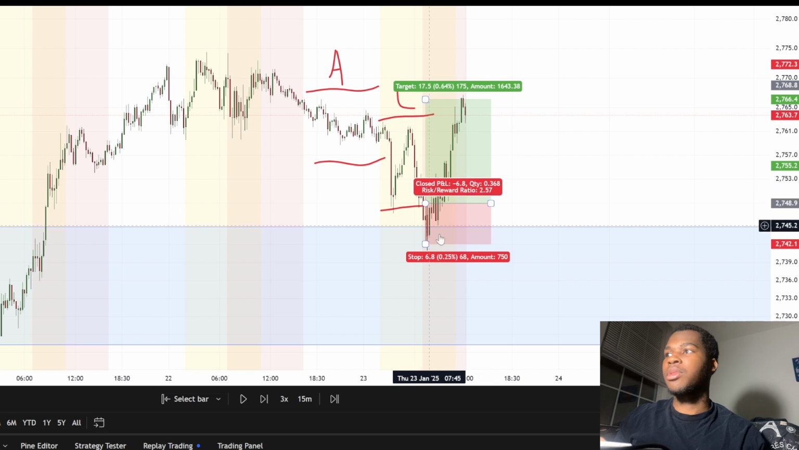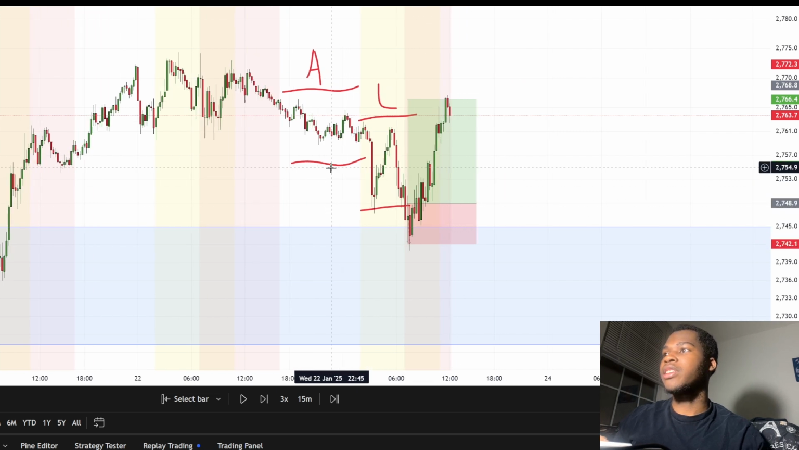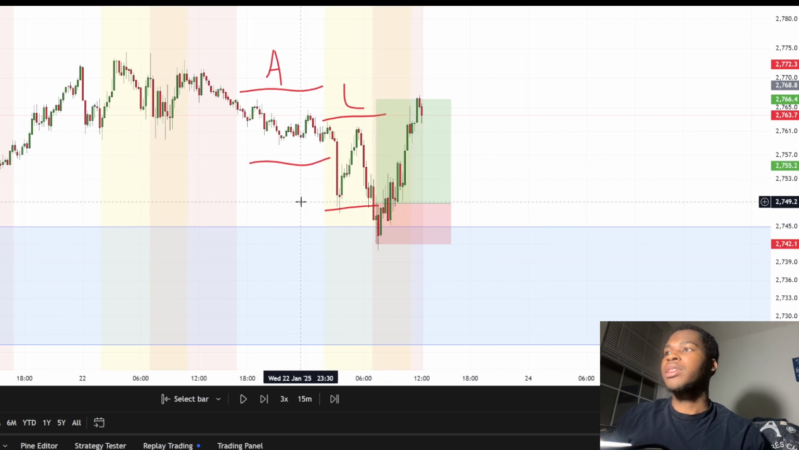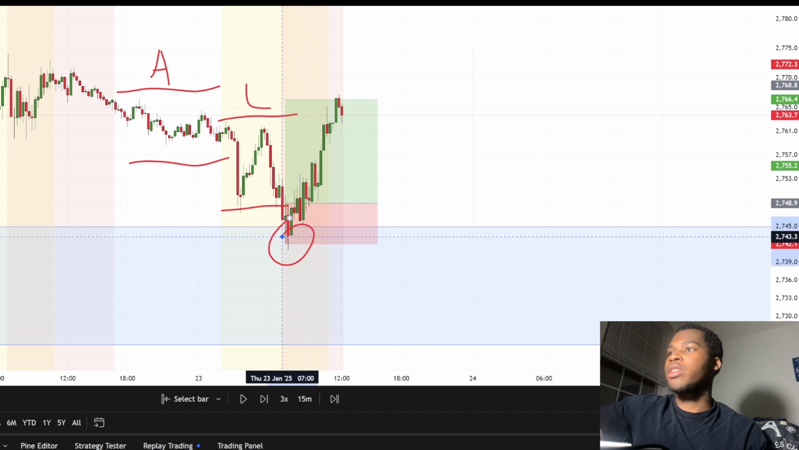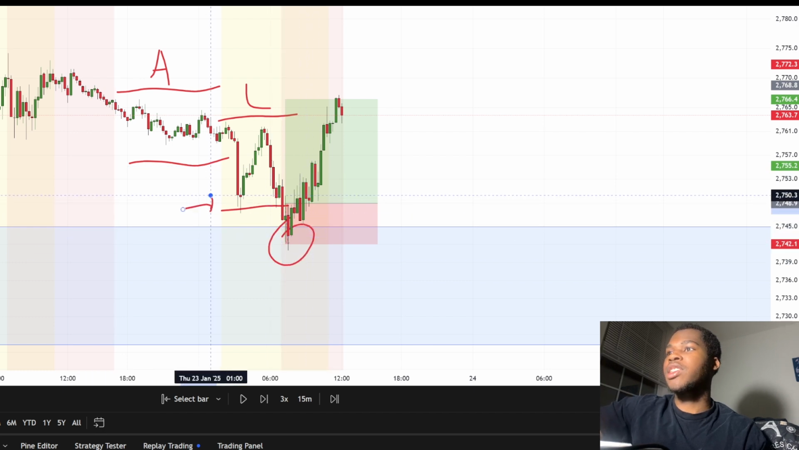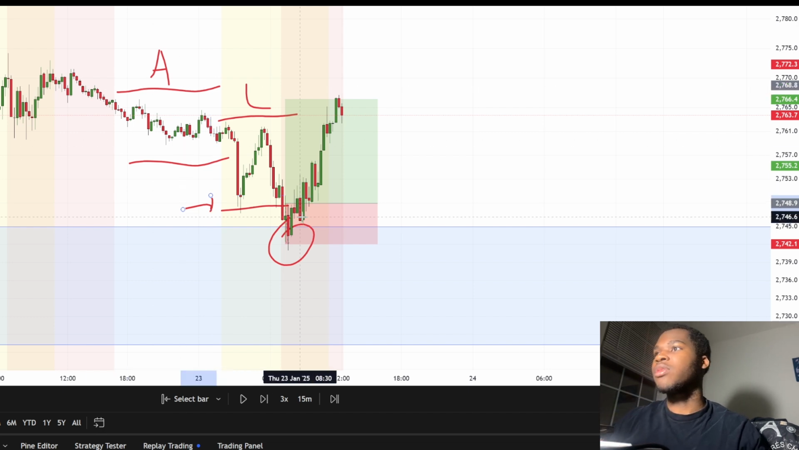This is the simple model, and this is how it plays out a lot of times. You don't always have to wait for London low to be taken out. If there's a supply or demand zone and let's say London low is not taken out yet, you can still get inside of this trade and target higher areas of liquidity.